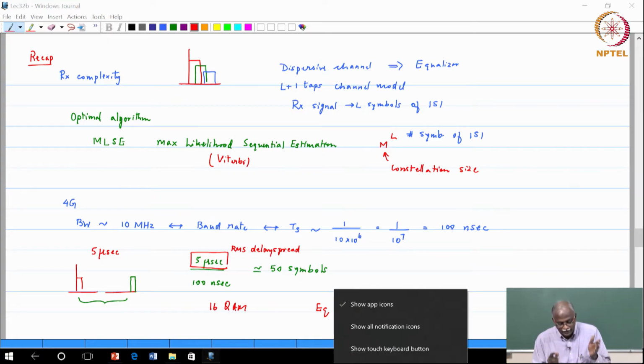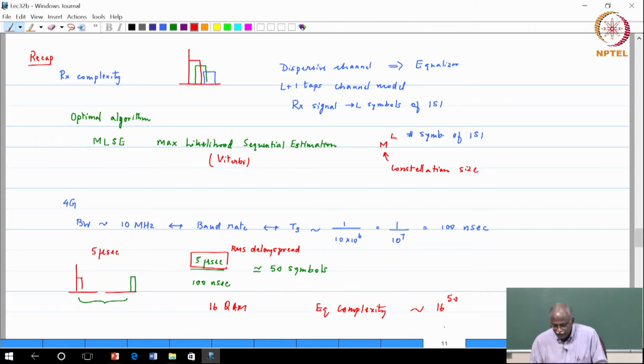If I use a 10 megahertz signal, that means my baud rate is approximately 10 million, which means my symbol duration is 100 nanoseconds. That came out to be 50 symbols of ISI. The transmitted symbol may show up after 50 symbols have gone by. So at any given time I have an overlap of 50 symbols, which means the complexity is going to be 16 to the power 50.